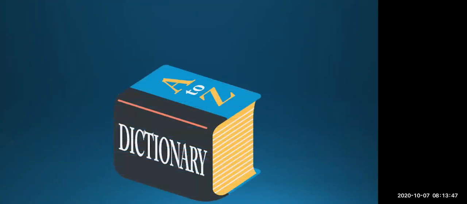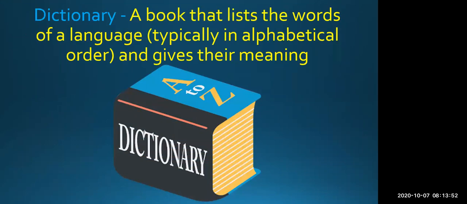I will give you an example. Where do we see this alphabetical order? Can you see this dictionary, children? What is a dictionary? It is a book that lists the words of a language and gives their meaning. This is called a dictionary. And this dictionary is very useful. Example from the textbook: arrange the following words in alphabetical order.